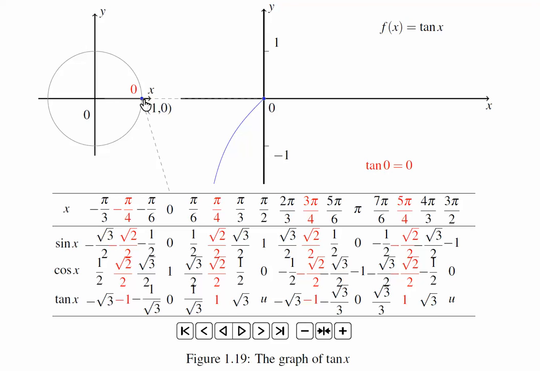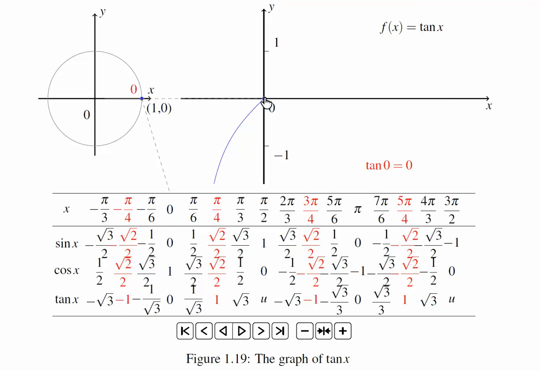this is 0. Angle is 0. Sine 0, y coordinate is 0. Cosine, you have a 1 here. X coordinate. And then 0 over 1, that's 0. Okay, 0 over 1 is 0. So you have a tangent 0 is 0.